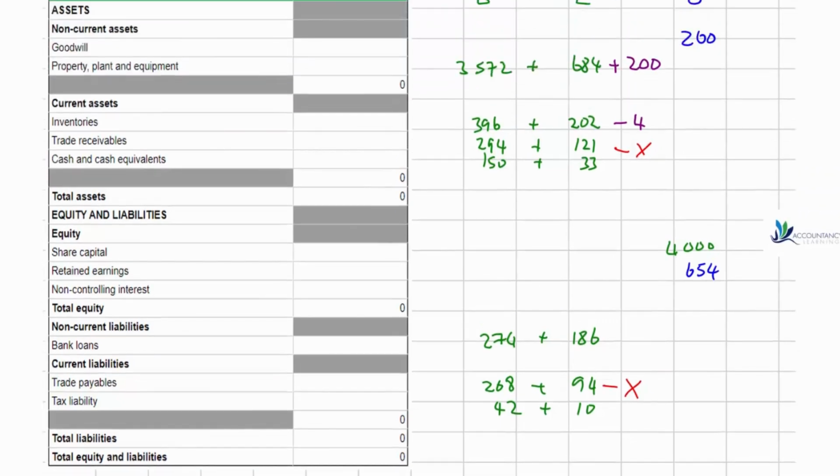In fact, what we could do, perhaps to make this a bit clearer now, let's just put the numbers into our computer.